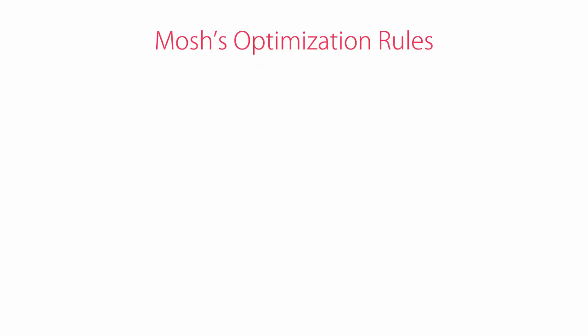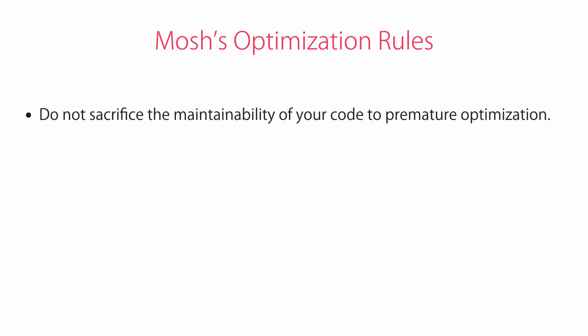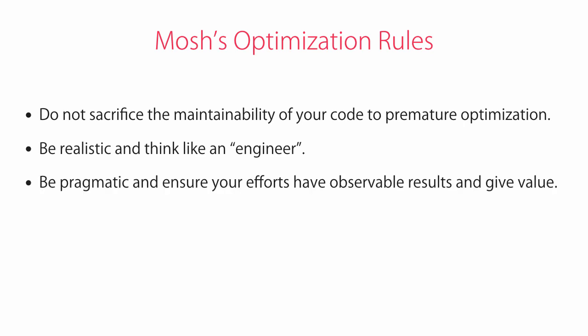So before teaching you a few techniques to optimize the performance of your applications, here are a few rules of thumb I want you to accept. First, do not sacrifice the maintainability of your code for premature optimization. Second, be realistic and think like an engineer, not a computer. And third, be pragmatic and ensure that your efforts in performance optimization have observable results and give value to the users and the business. If not, you're wasting your time and your employer's money.